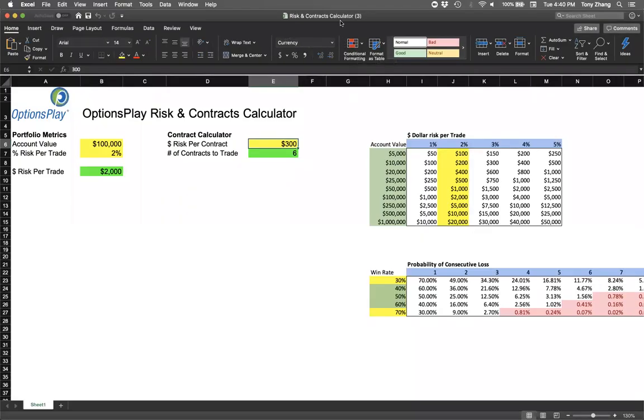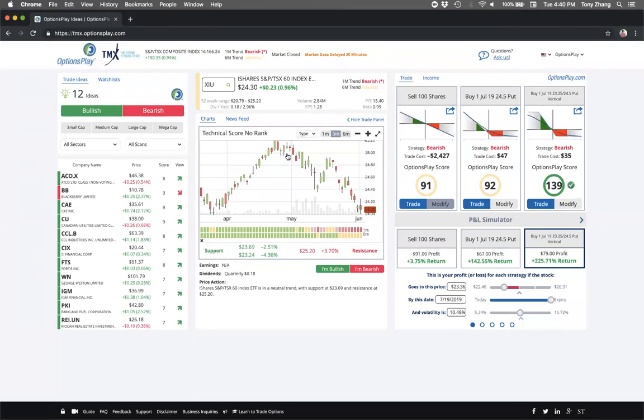And what you'll get when you use this link is the spreadsheet, which allows you to enter your current account value. It will spit out the amount that you can risk per trade. So if you're trading something that costs you $300 a contract, it will tell you the number of contracts that you can trade. Now, we also have this built into OptionsPlay.